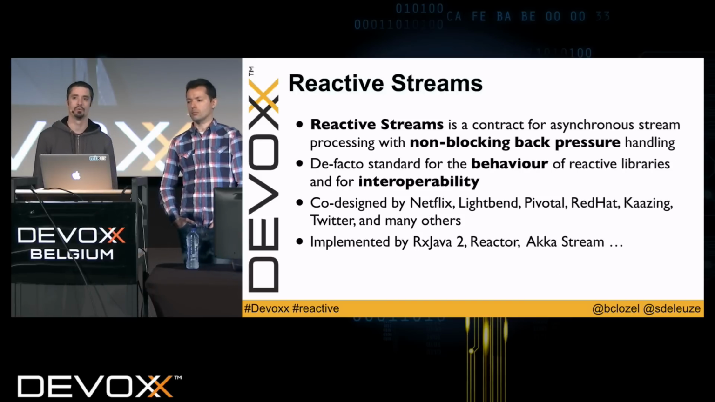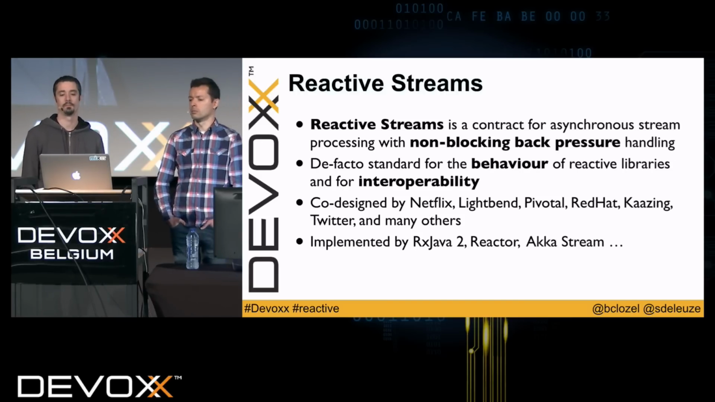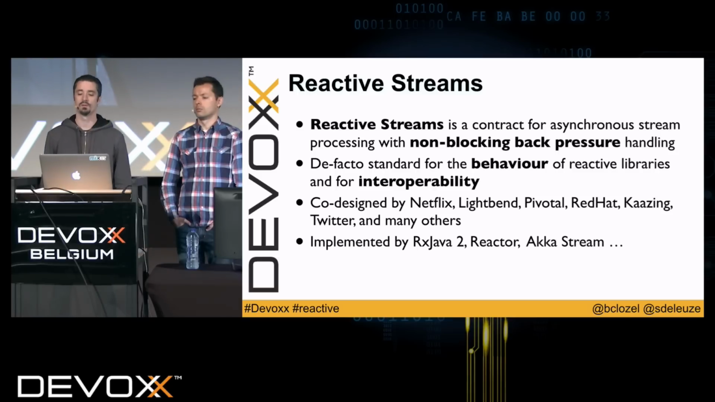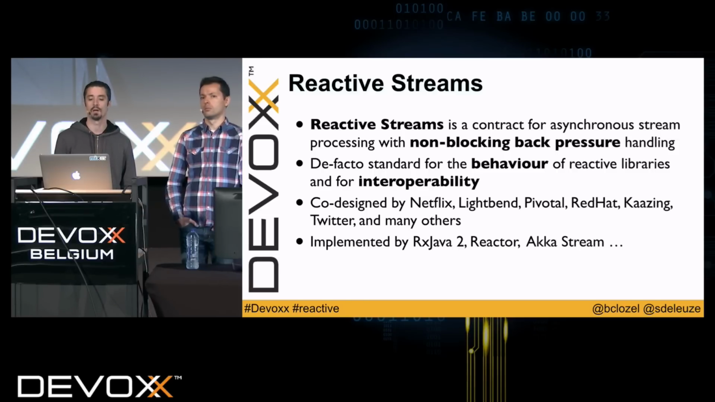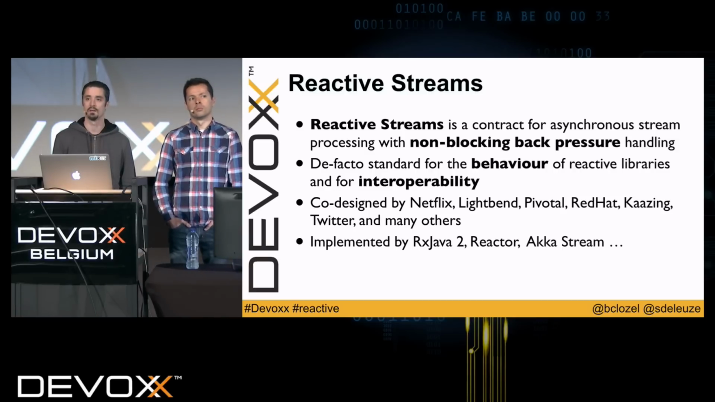So first, we are going to talk more about Reactive Streams. Reactive Streams is a contract for asynchronous stream processing with non-blocking back pressure handling. It's a de facto standard defining the behavior of reactive libraries and also for interoperability. It has been co-designed by various companies like Netflix, Lightbend, Pivotal, Red Hat, Kaazing, Twitter, and many others. And it's currently implemented by RxJava, Reactor, and Akka Streams.